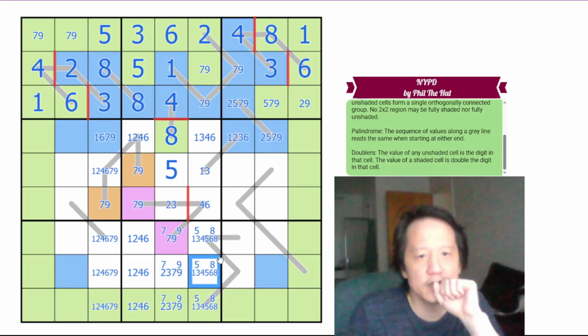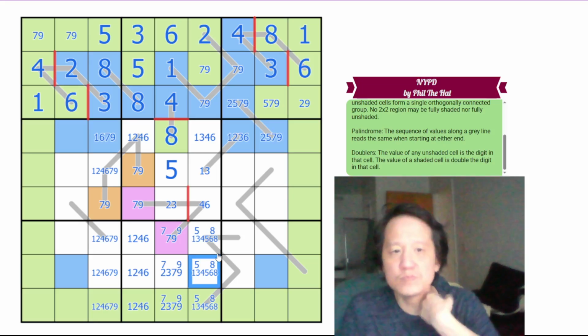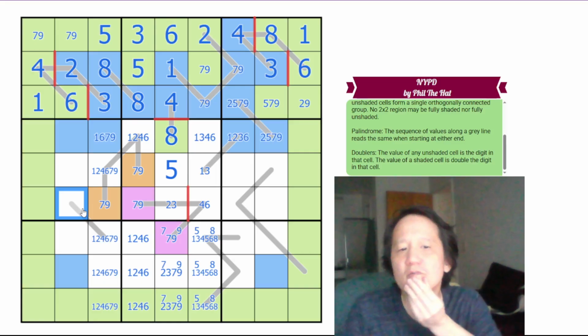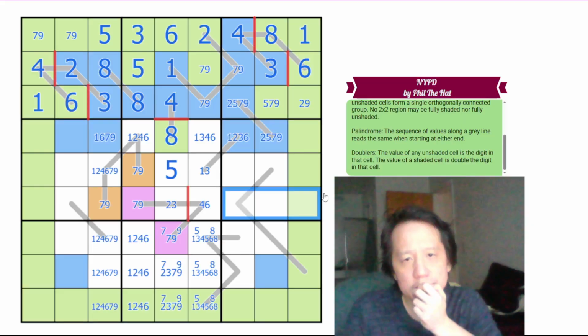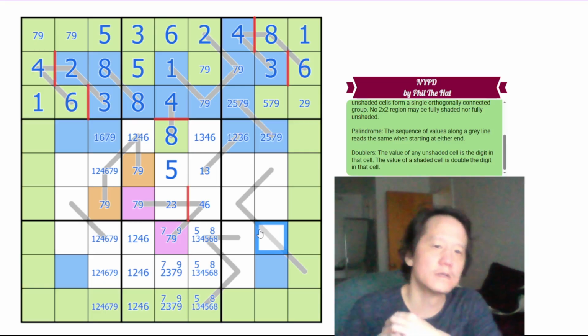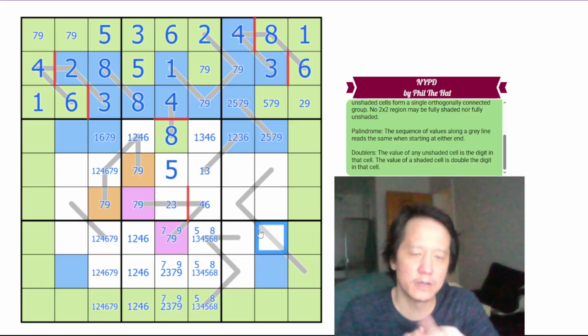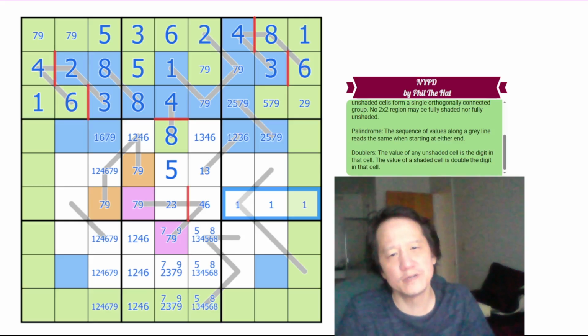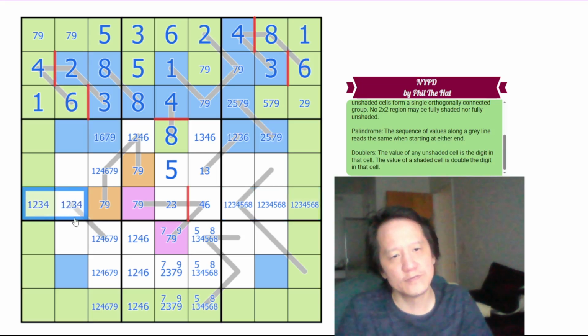These are the same shading. What else do we have? 8 obviously can't be there. Okay. What about row 6? That's 1, 2, 3, 4, 5, 6, 8. 2, 3, 4, 5, 6, 8.